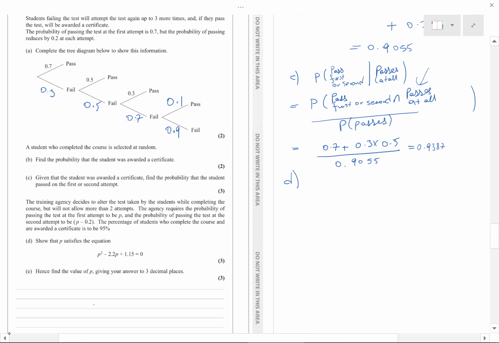Okay, so this is an adjustment. So this tree diagram is no longer there. This time there's only 2 attempts. The agency requires a probability of passing the test at first attempt to be P and the second attempt to be 0.2 less. So there's going to be fewer branches on our tree diagram. Obviously we're going to have P and 1 minus P, probability passes, probability fails.